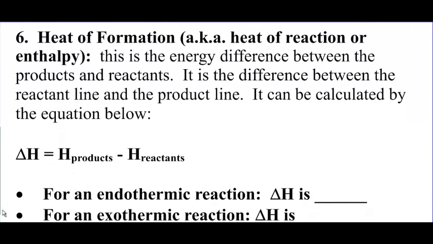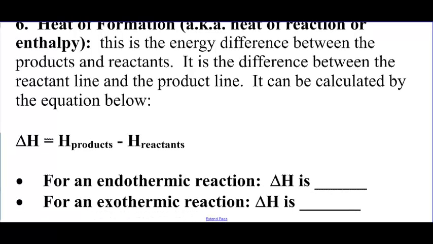Okay? Delta H here is also known as heat of formation or heat of reaction. It's the energy difference between the products and reactants. So it's the difference between the reactant line and the product line. We can calculate it with this equation if we have numbers. Like in this last example, we have numbers. I'll show you what delta H would be in just a minute.